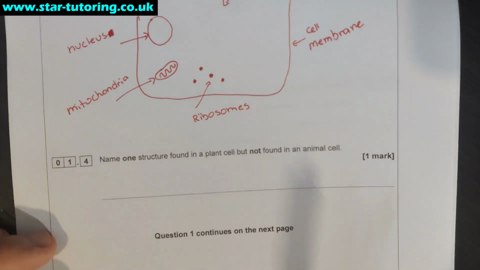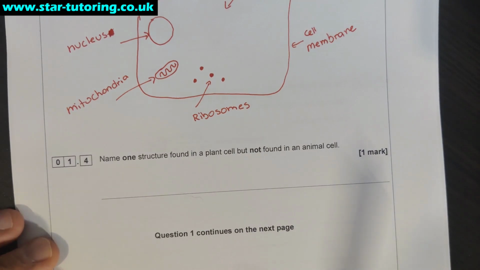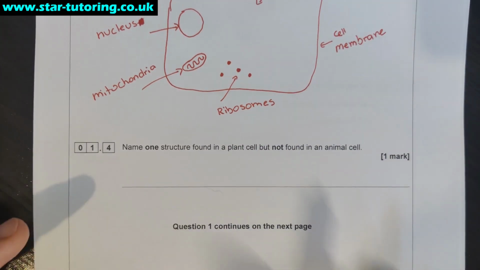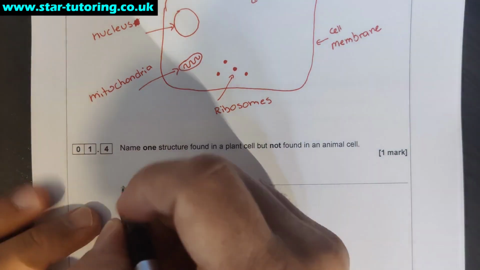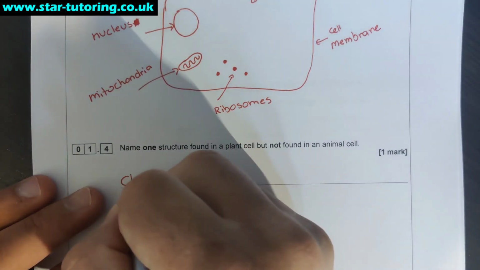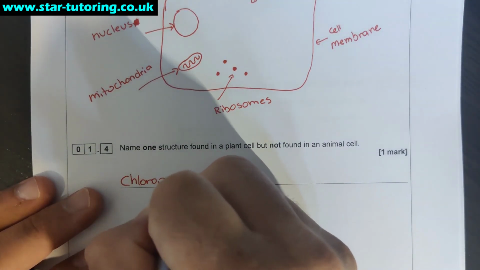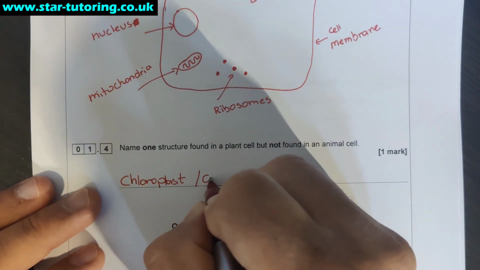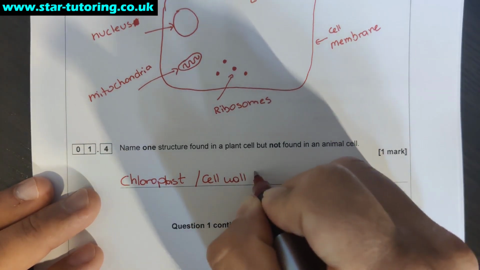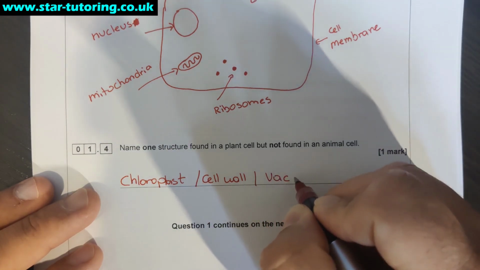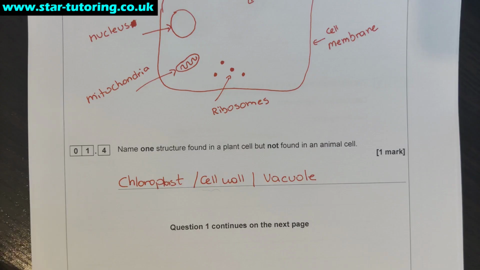So then it says here, name one structure found in a plant cell not found in an animal cell. Well, I just mentioned those, and it could be any of the 3: chloroplast, cell wall, and a permanent vacuole. So there you have it.